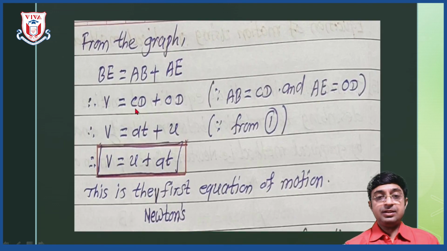Clear? Next, distance CD is AT. That is the value we took from equation number 1. And OD is nothing but the initial velocity u, that is given in the graph also. Therefore, we rearrange the equation. So V is equal to u plus AT. This is Newton's first equation of motion. So final velocity V is equal to initial velocity u plus AT, the product of acceleration and time. So with the help of this equation, we can easily find the final velocity of an object.